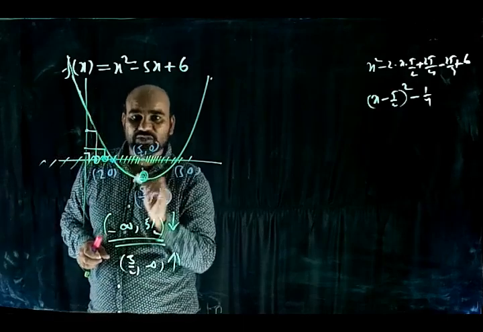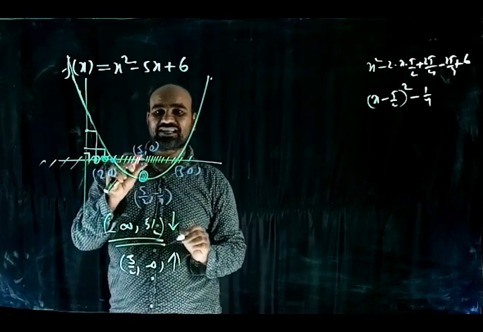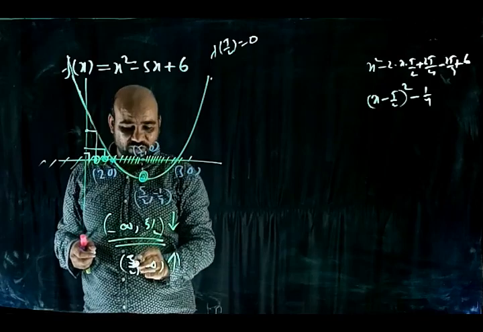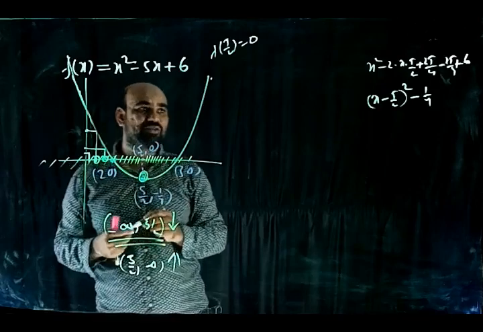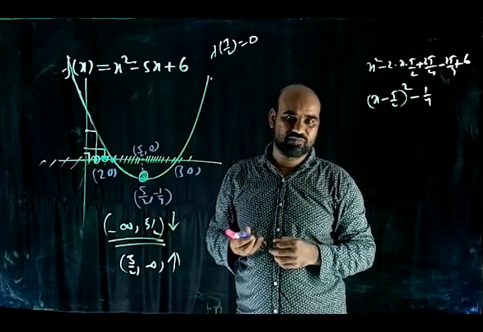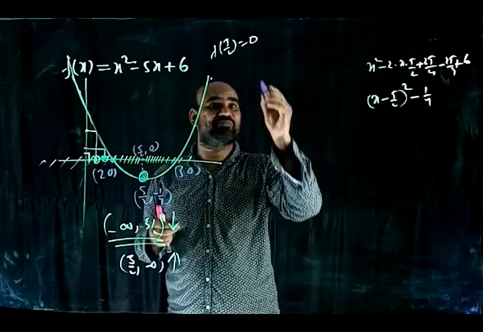So 5 by 2 is an interesting point. At 5 by 2, the function is neither increasing nor decreasing. Minus infinity to 5 by 2 decreasing, 5 by 2 to infinity increasing. By using the differentiation concept, how to solve this problem? Okay, I just now explained the concept.